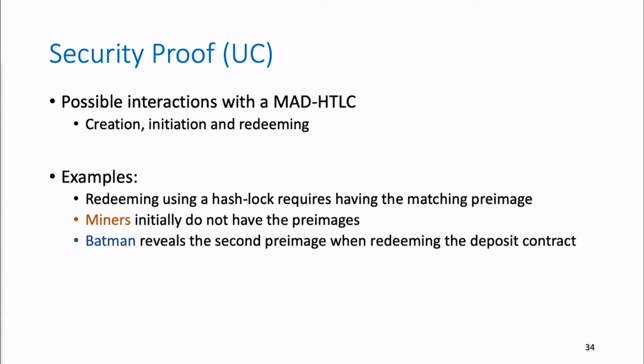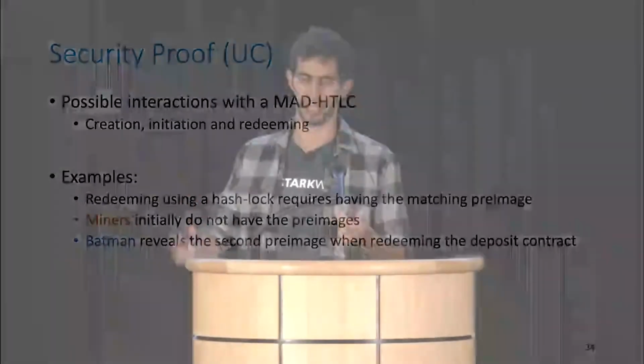The game plan for this proof is as follows. First, we're going to describe the possible interactions any party can have with this contract using the universal composability framework. By interactions, I mean the creation, the initiation, and the redeeming of the contract. We just list all the possible interactions and then prove these are indeed the only possible interactions using this framework. For example, miners initially do not have both preimages, as an example of a constraint.